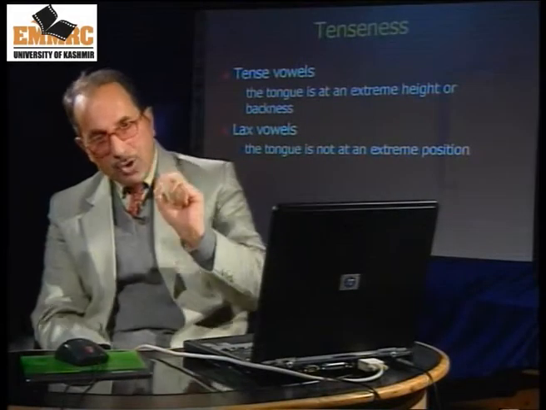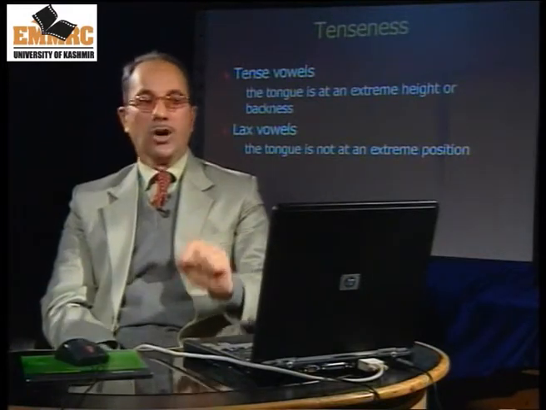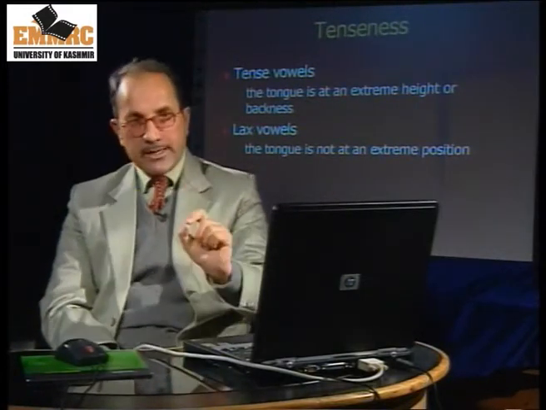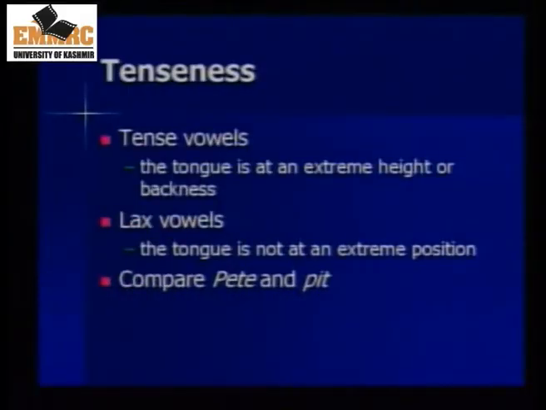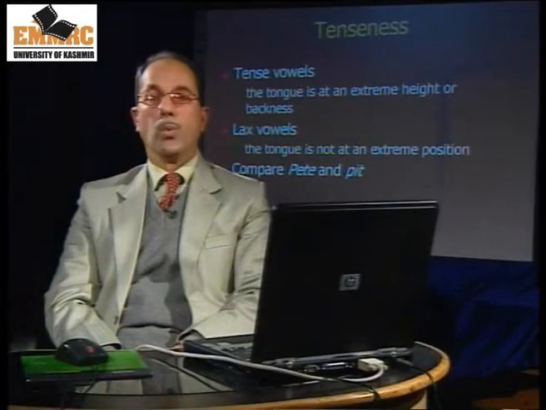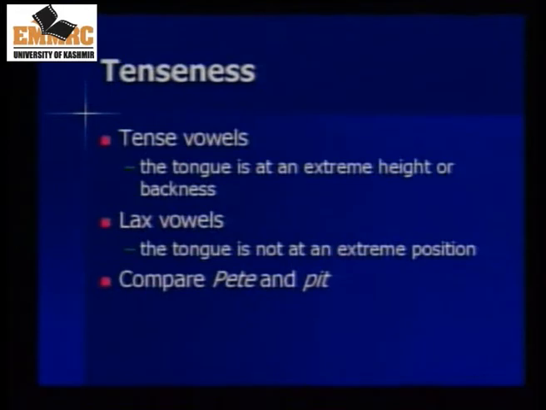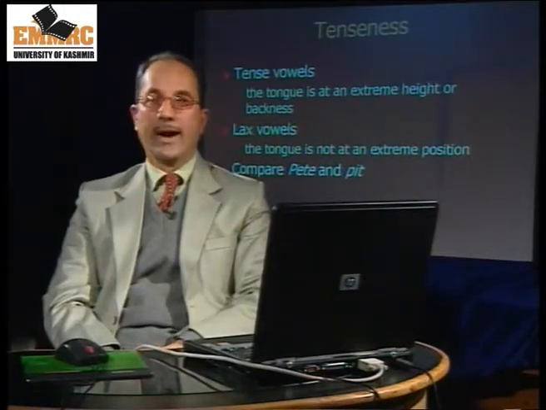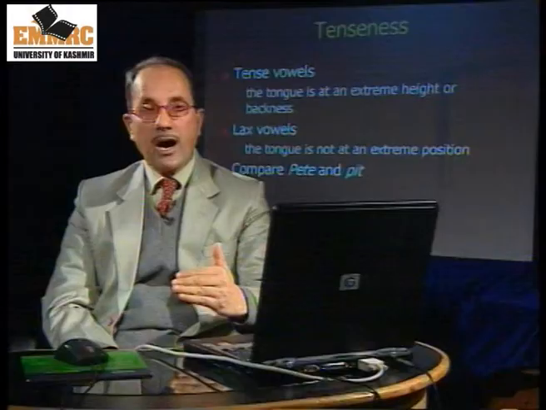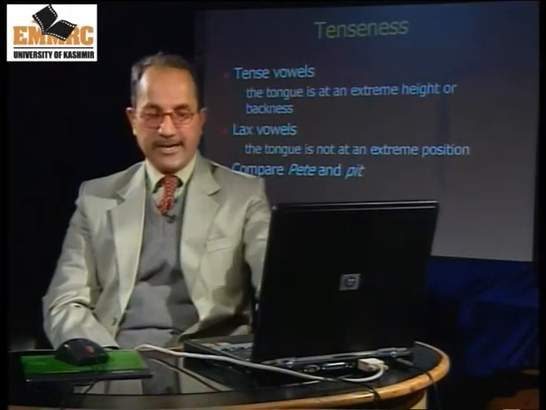Remember that when we talk of extreme height or extreme backness, we are talking of the tongue position where the tongue moves towards the roof of the mouth or goes down in the lower jaw. Compare peat with pit. In peat, E is longer, the tongue height is more, therefore it is very tense. Whereas in pit, it is a short vowel, the tongue does not reach that height.